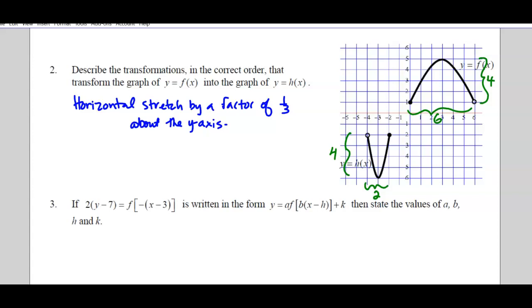Now we also know there's a reflection. The original is opening down, and the new one's opening up. So for sure there's going to be a reflection in the x-axis. But then what happens? Will it end up where we need it to be? We might have to translate it. So at this point, I would do those 2 transformations and see what your graph looks like. So here, start with the original. Horizontal stretch by 1/3. The x value there is 0, and 0 times 1/3 stays.